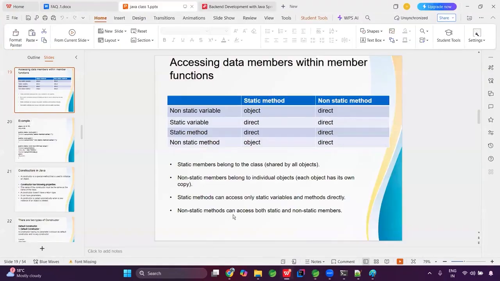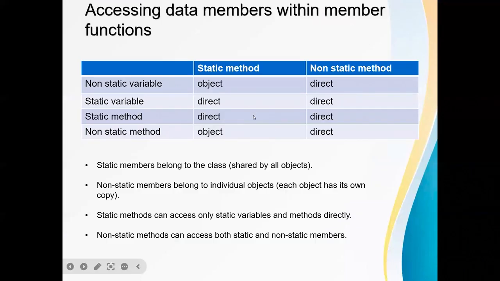This is very, very important, especially this diagram. A non-static variable or non-static method, if you want to access it inside a static method, requires an object. Remaining everything is direct access only. So this is very, very important.